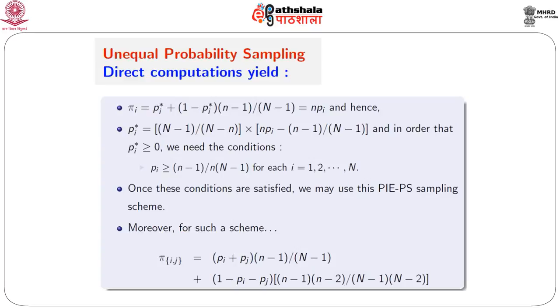So from there you solve for pi star as a function of pi, and here is the result. You can find out for yourself by direct computation that pi i is given by this expression, equate that to n pi, and then get the expression for pi star. These pi star are to be regarded as the size measures for the initial catch, for picking up the first unit. After that, of course, you are guided by simple random sampling without replacement.